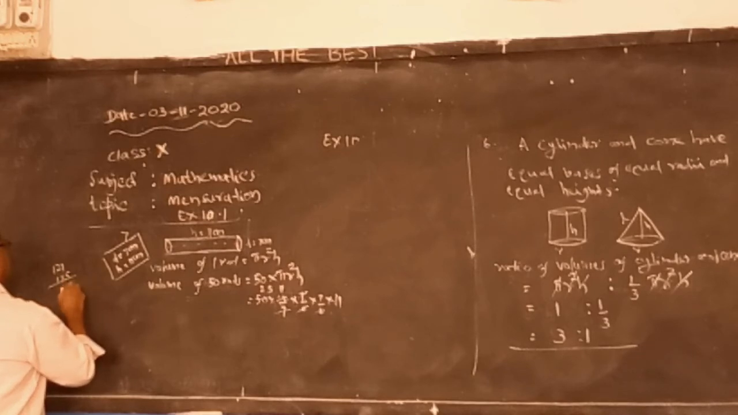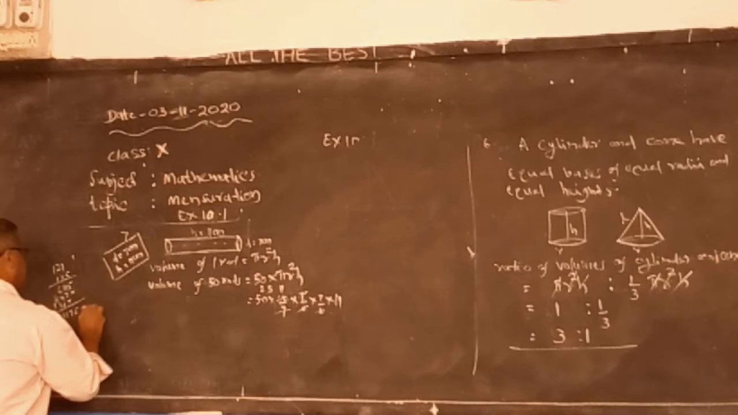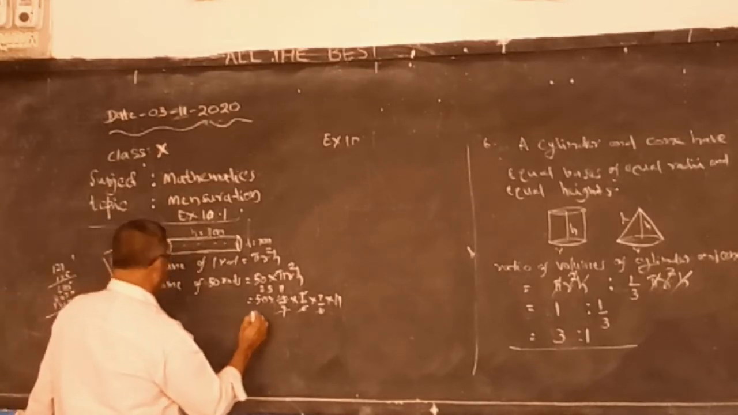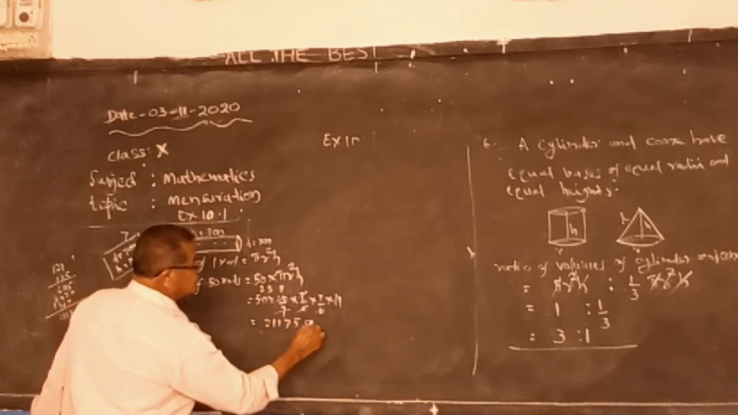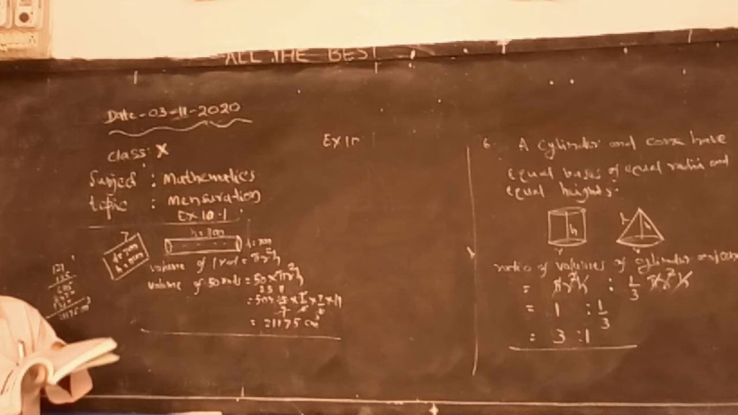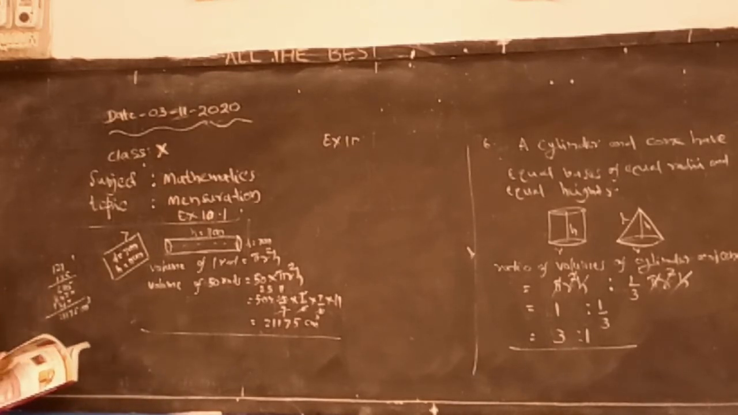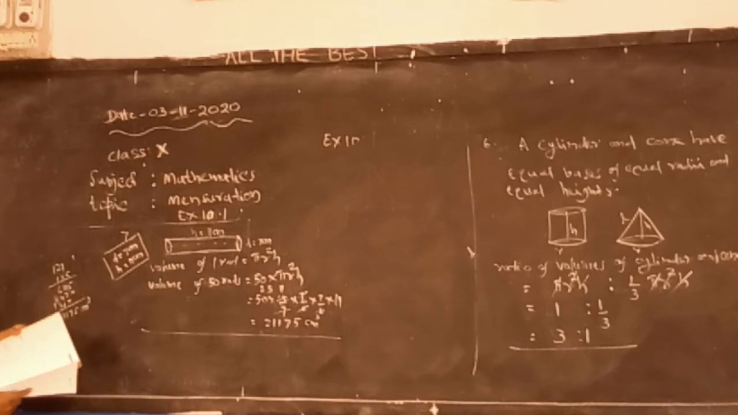Multiplying it out, we get 21175 cubic centimeters. This much is enough. The volume of 50 rods, 50 into pi r square h, is 21,175. Correct.